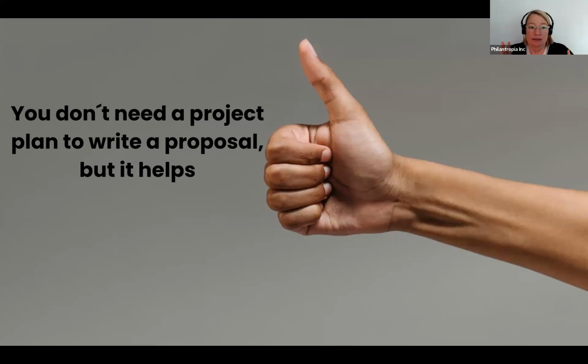So writing a project plan first makes sure that that is your project, that is exactly what you wanted to do. And also makes sure that you don't fall into the trap of what is called mission creep, which is when you only write for donors and you lose your own mission and your own ideas in the process. And you really want to avoid that.